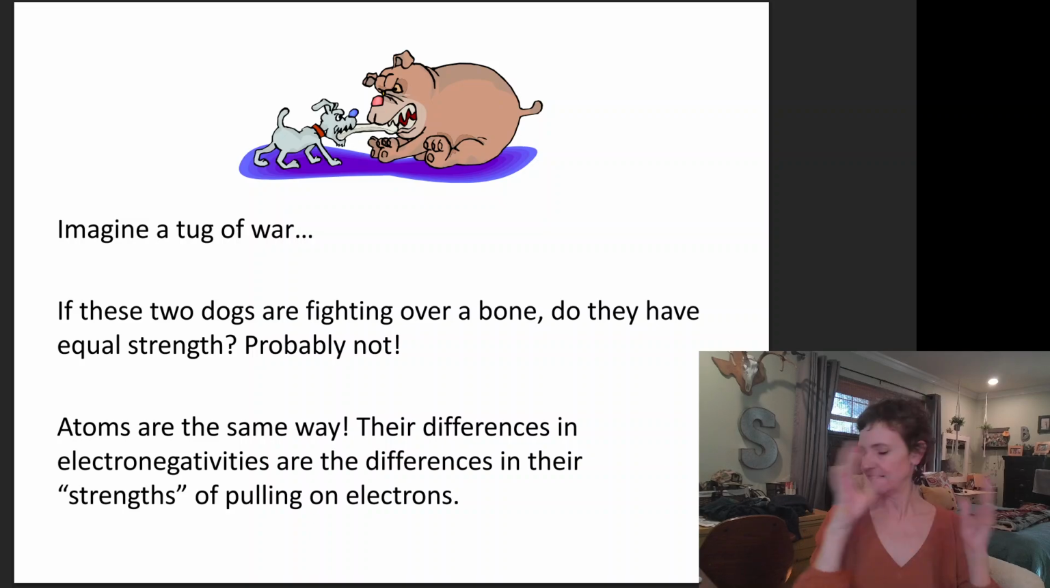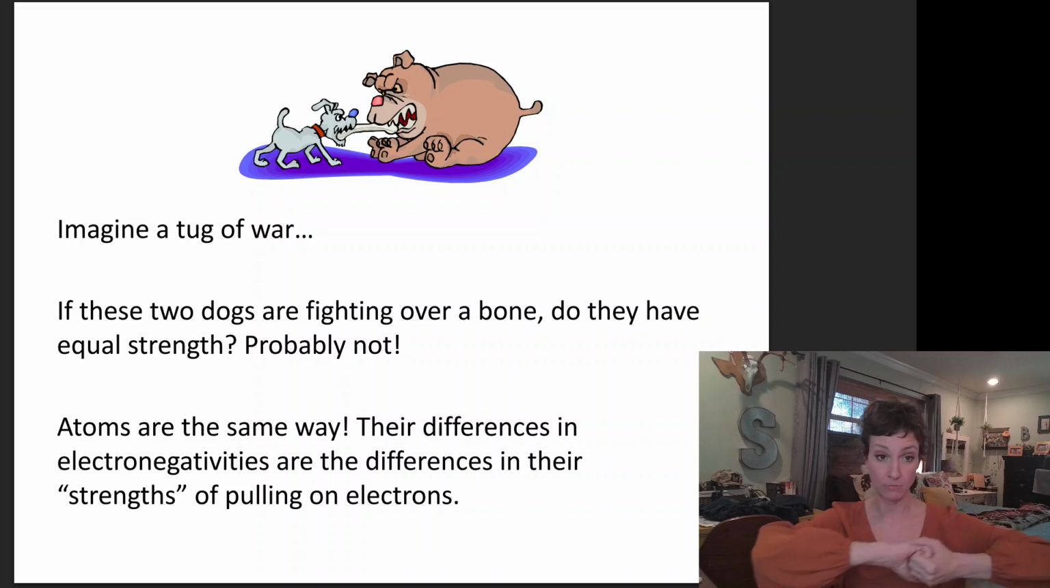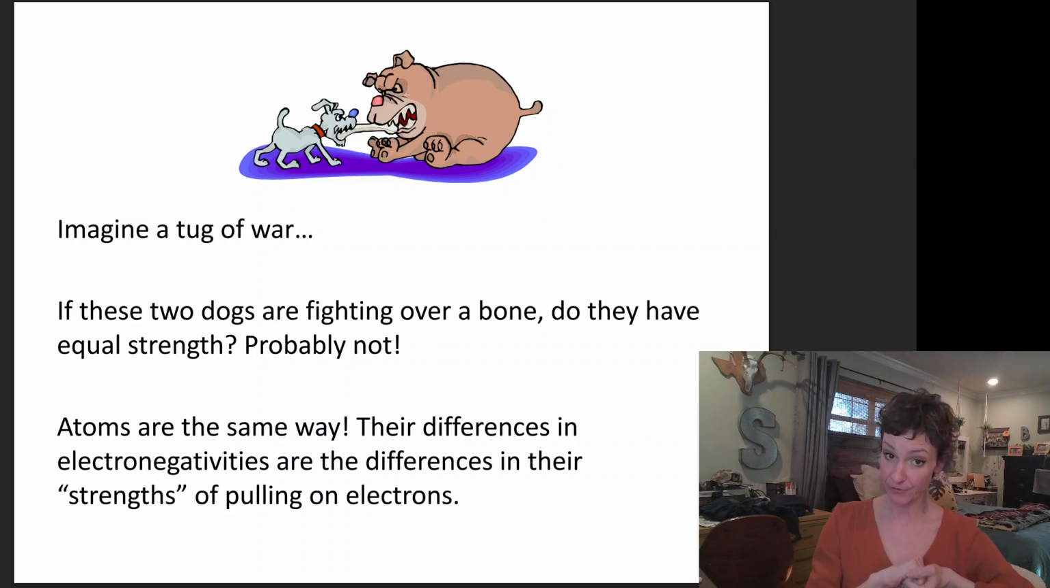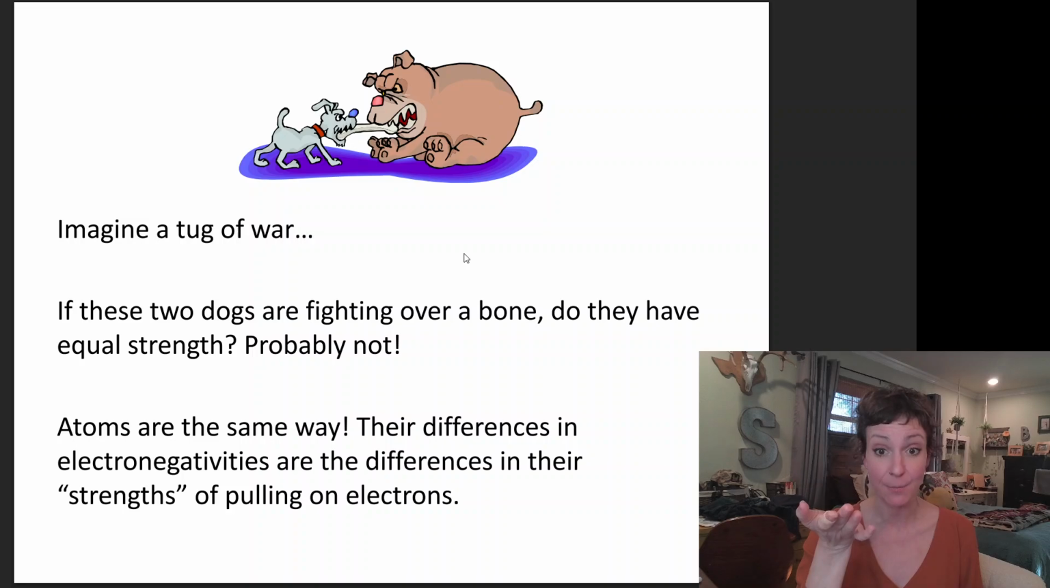Okay, so what does this mean in terms of bonding? It's telling me the differences in electronegativities. Let's pretend we have two dogs that are sharing a bone and they're tugging on that bone like a game of tug of war, right? So if these two dogs are fighting over a bone, do they have equal strength? Probably not. I would say that this dog over here is much bigger. He's probably pulling on that bone a lot harder than this little teeny tiny dog. Atoms are the exact same way. Their differences in their electronegativities are the differences in the strengths of pulling on electrons.